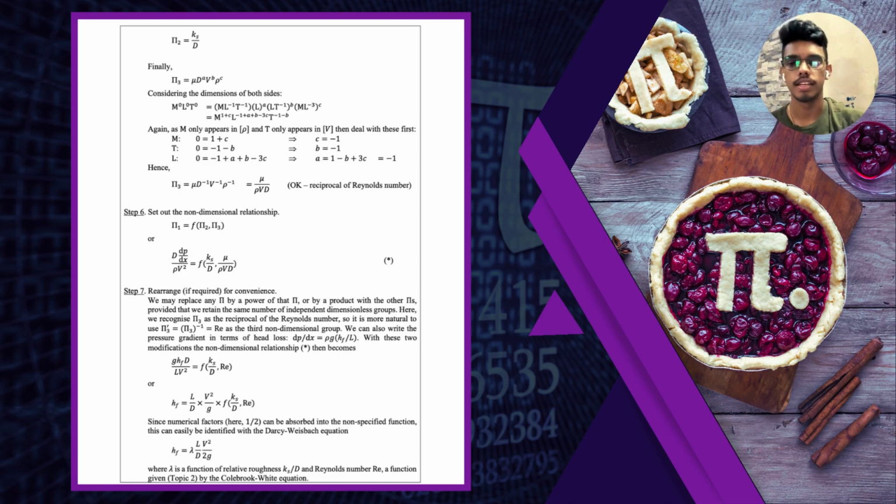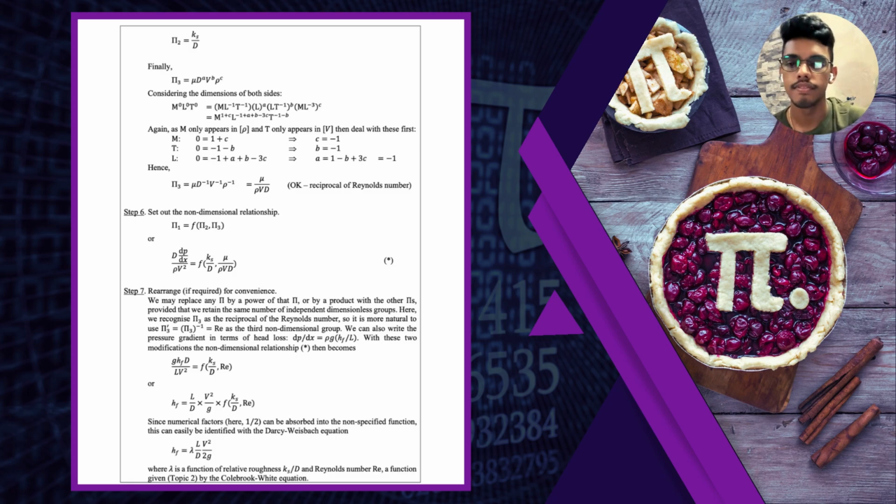So for step 6, we have to set the non-dimensional relationship between pi1, pi2, and pi3. So we'll get pi1 equals f of pi2 and pi3. So we can substitute the dimensions that we have found from the previous steps. So we'll get diameter times pressure gradient over rho times velocity squared equals a function of Ks over D, comma, mu over rho times velocity times D.